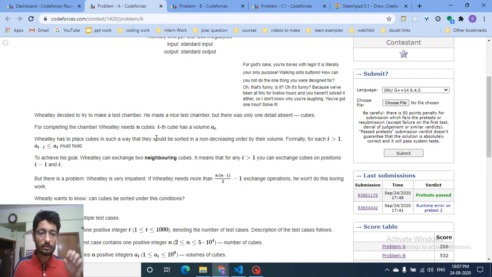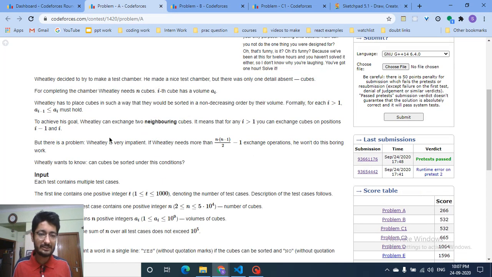Okay. To achieve this goal, Wheatley can exchange two neighboring cubes. So he can switch those two neighboring cubes, and their positions can be switched. Now, but there's a problem. Wheatley is very impatient. If Wheatley needs more than n times (n minus 1) divided by 2, minus 1 exchange operations, he won't do this boring work.